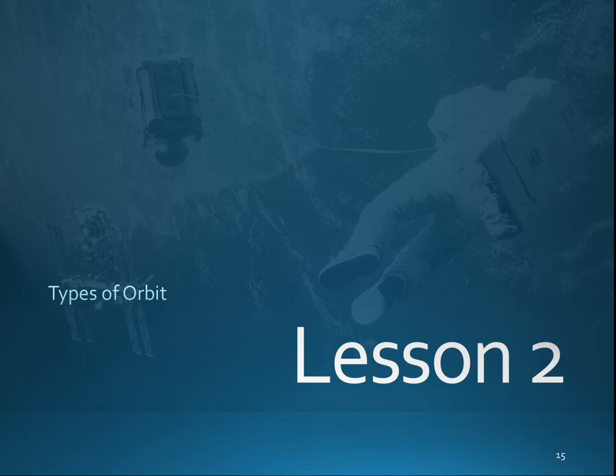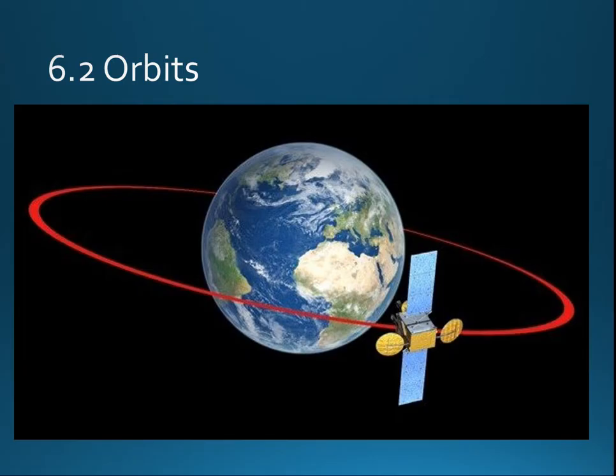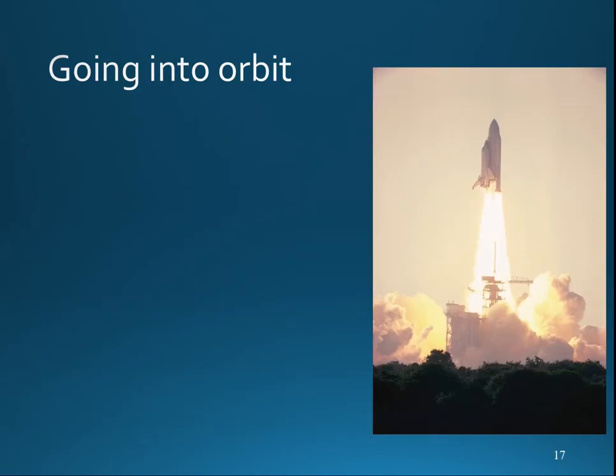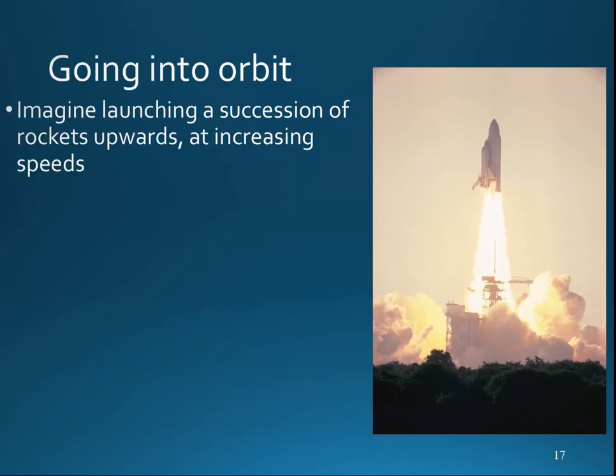This is Physics 30, Chapter 6, Lesson 2. Today we're looking at types of orbit. Thinking about going into orbit.